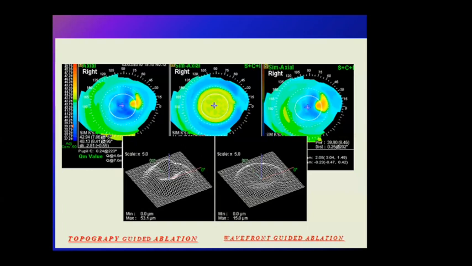Now let us look at this patient, with this abnormal shape of the cornea. If you do topography guided, the shape will be excellent, but too much tissue. If you do wavefront guided, it doesn't look at the shape. It looks at the function, with less tissue.